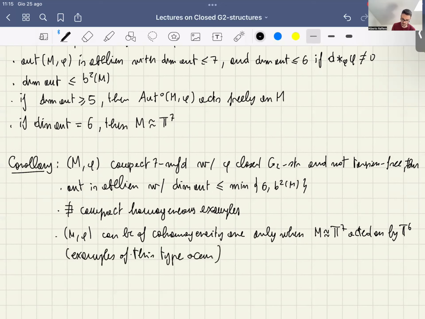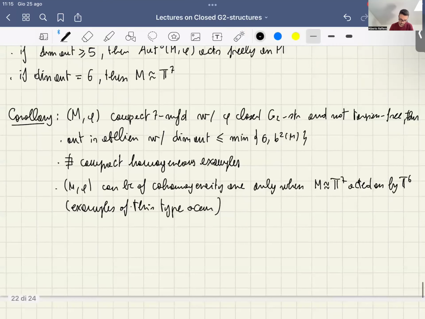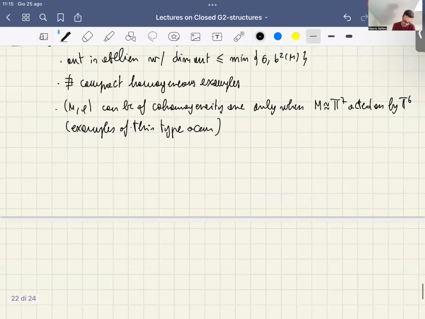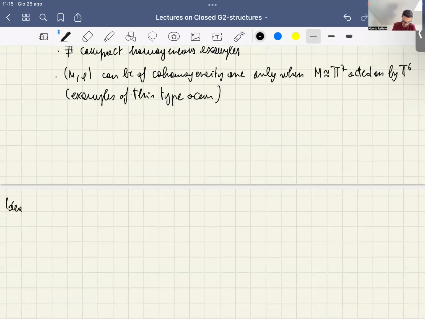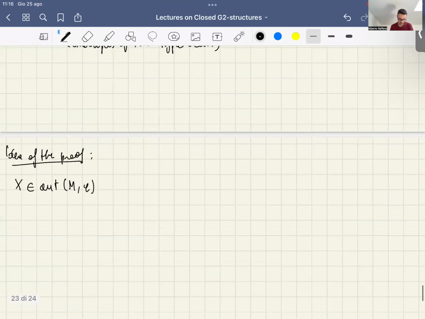So the bound given by 6 here is actually sharp. Let me give some ideas on the proof in this last part of the lecture. We have a closed G2 structure on a compact manifold. Let us consider a vector field X, which is an infinitesimal automorphism for the closed G2 structure.